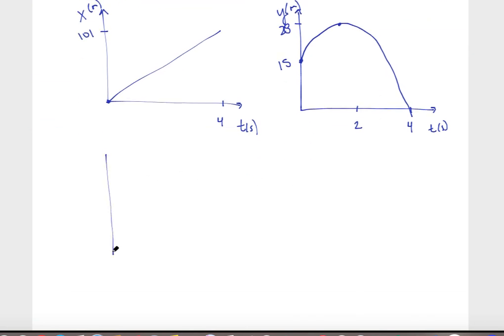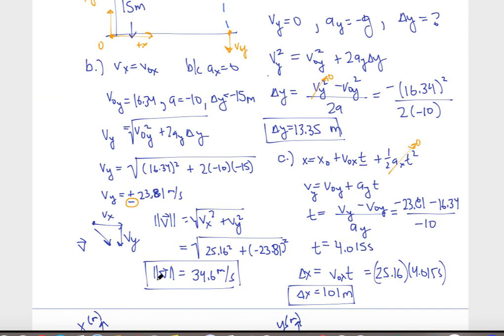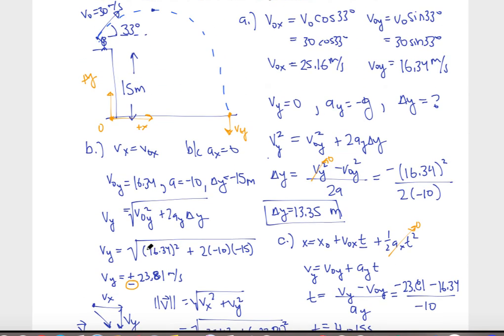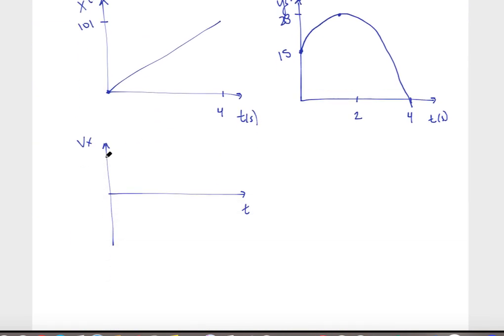Now I have a Vx of t graph. Because I've defined to the right to be positive, this entire graph should just be a constant Vx value of 25.16 meters per second. I can just draw a nice horizontal line. This is 25.16, very specific, and that's meters per second.